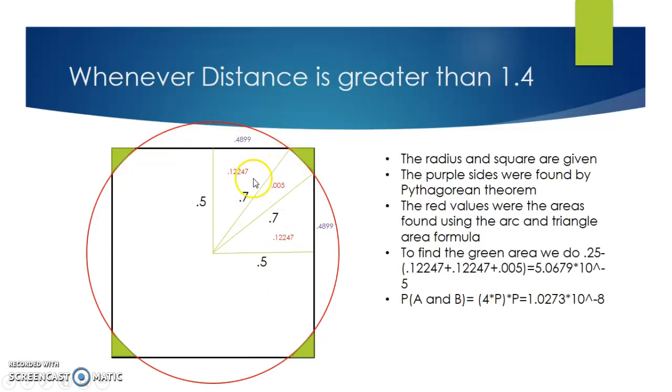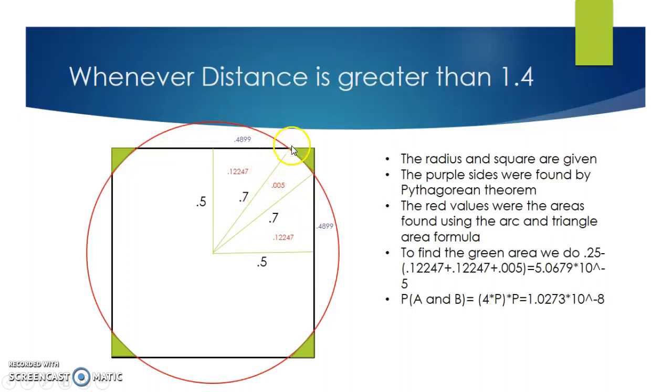And then we had to use the arc formula for this area right here. To find the arc formula, you had to find the angle of this triangle, times it by 2, minus 90 degrees, to figure out this angle right here. And then it's simply 1/2 the radius squared times the angle. And that's how you get this area right here.